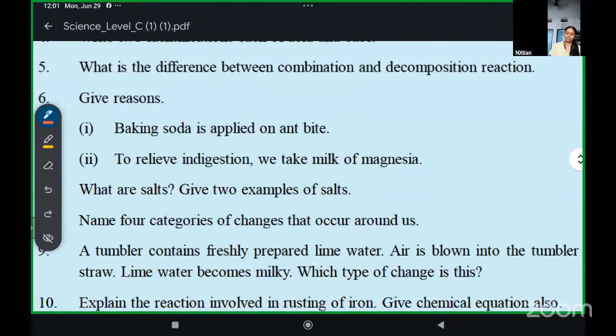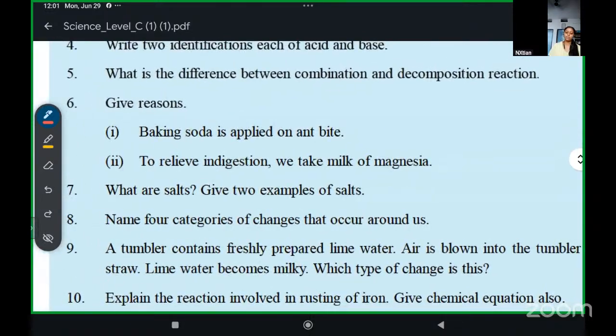Now, can anybody tell me what is the difference between combination and decomposition reaction?